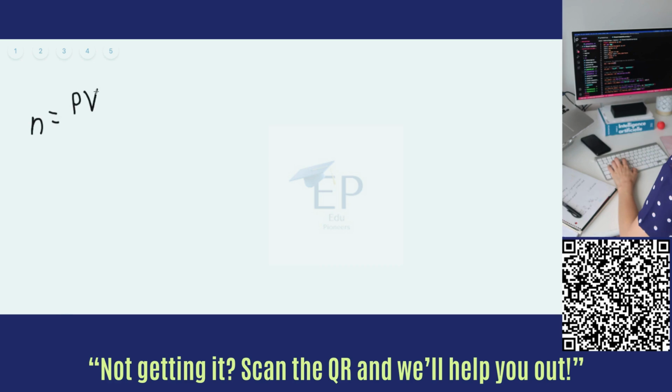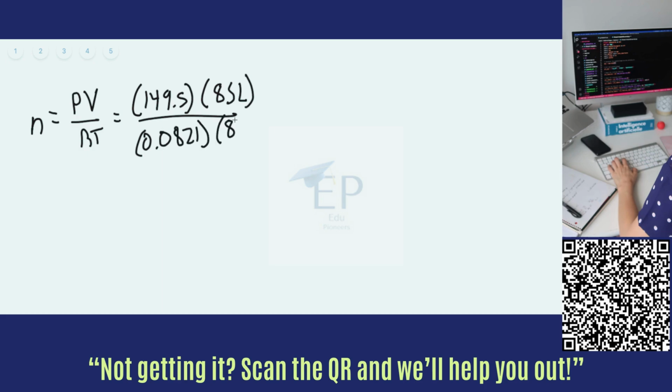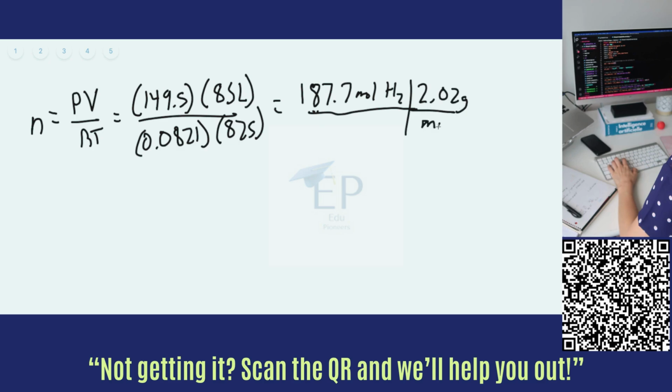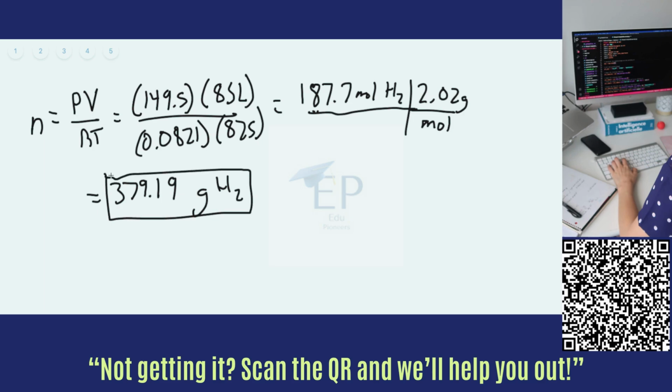So now that we have our partial pressure of H2, we can use the ideal gas law again to find our number of moles and then eventually our number of grams. And so we plug in all our values, 149.5, 85 liters over our R value times our temperature. And when we do this, we get 187.7 moles of H2. We can convert that to grams by multiplying by the molar mass of H2, 2.02 grams per mole. And so we now know that we have 379.19 grams of H2. So that is one of the questions that's asked.